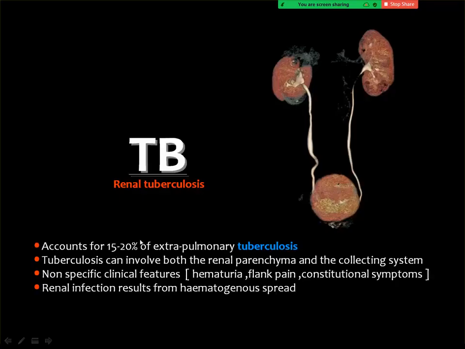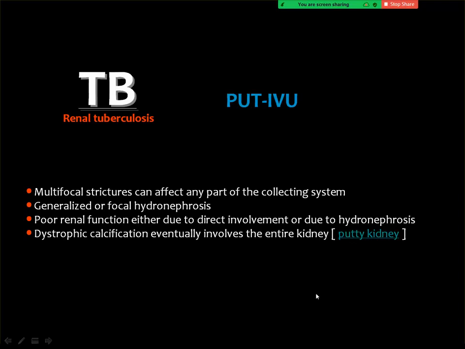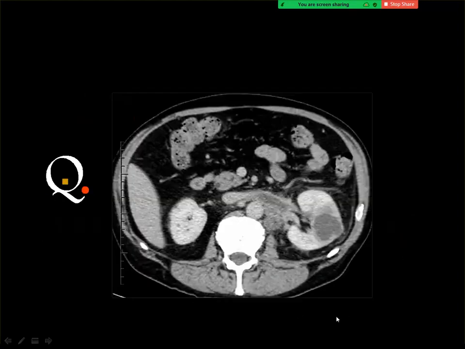Urinary tuberculosis accounts for about 20% of extrapulmonary TB, and it can affect the renal parenchyma and the collecting system. The non-specific clinical picture includes hematuria, flank pain, and constitutional symptoms, but one of the best diagnostic clues for tuberculosis of the urinary system is sterile pyuria. You got pus in the urine, but if you look for organisms, you do not see any organism. This is very important. If you got sterile pyuria, then you have to screen the urinary tract for the possibility of TB. The final stage of renal tuberculosis is a small, totally calcified kidney, which is known as putty kidney or autonephrectomy.